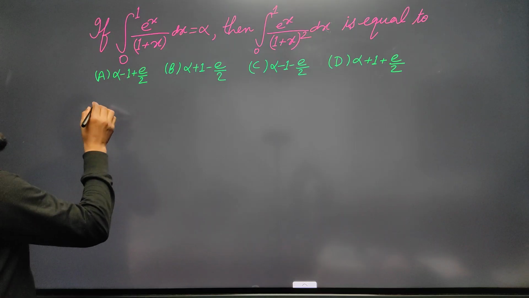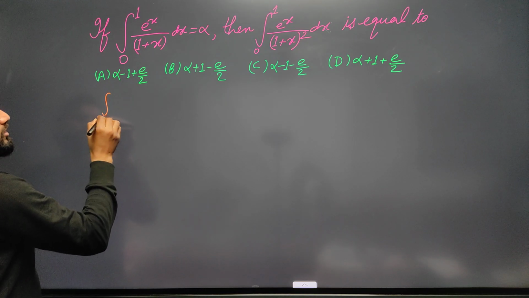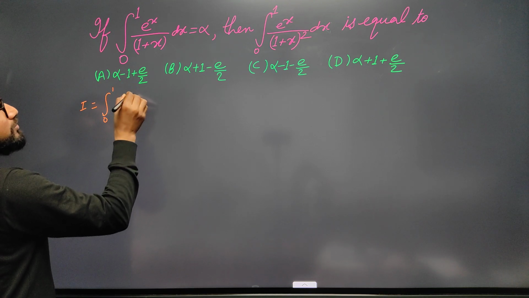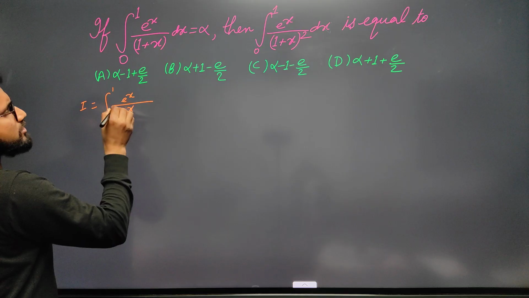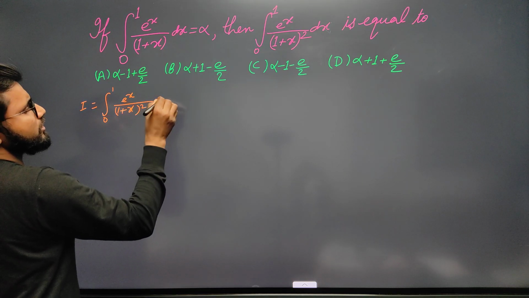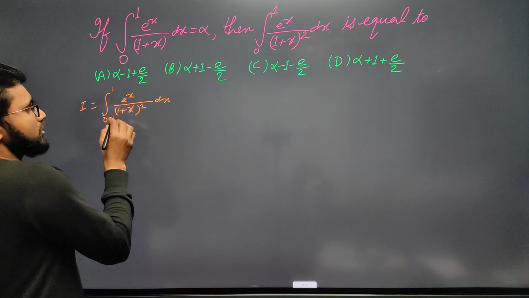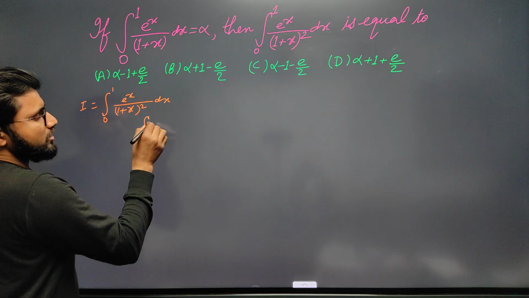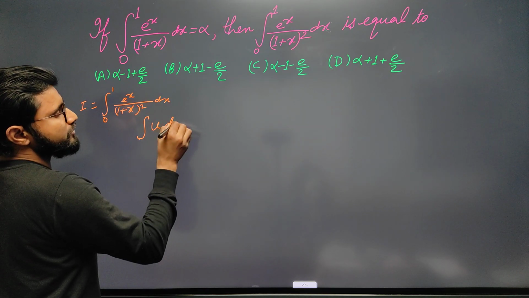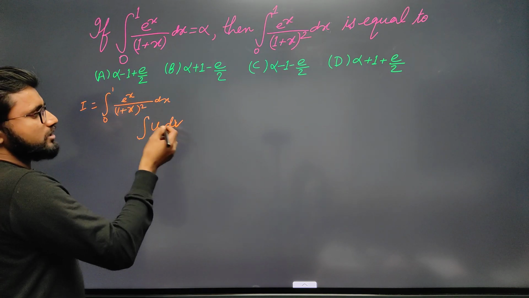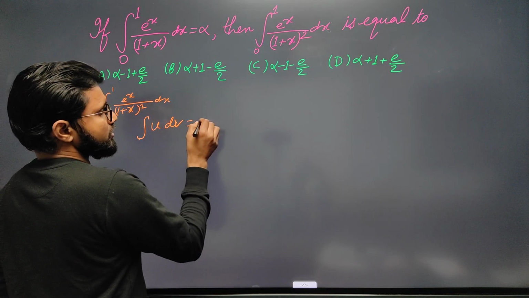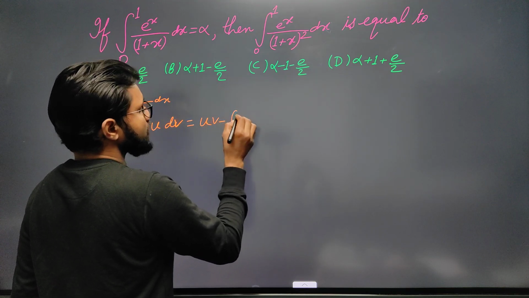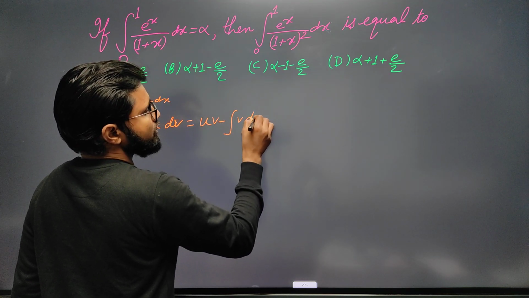So we use integration by parts in this question. Our integration given is from 0 to 1 of e to the power x upon (1 plus x) whole square dx. So here we use integration by parts. Integration by parts states that the integration of u dv equals uv minus the integration of v du.